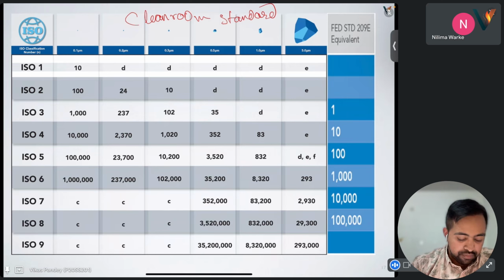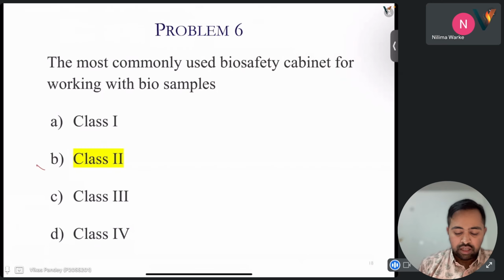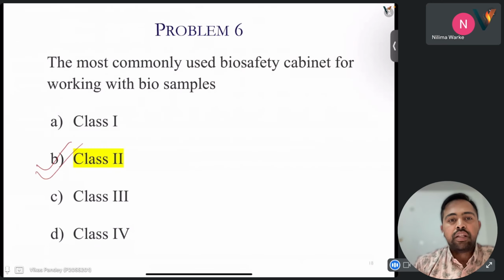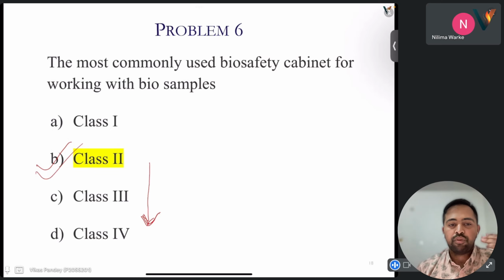Okay. So these are the clean room class standards. You can check what is the micrometer. This is from the ISO itself, and this is the FED equivalent. Many times people talk in this. Even in India, we talk in class 100, class 1000 clean room, not the ISO. So it is the class 2 biosafety cabinet that is the most commonly used, though the stringency will increase in class 4. It will be more stringent in case of class 4.